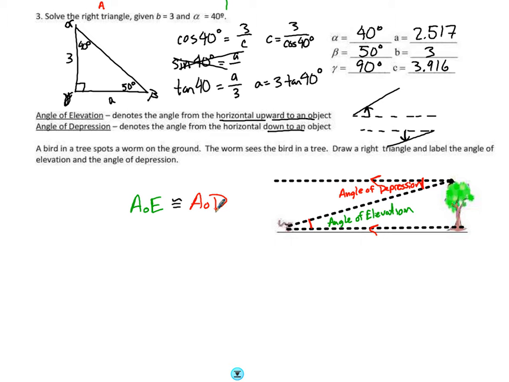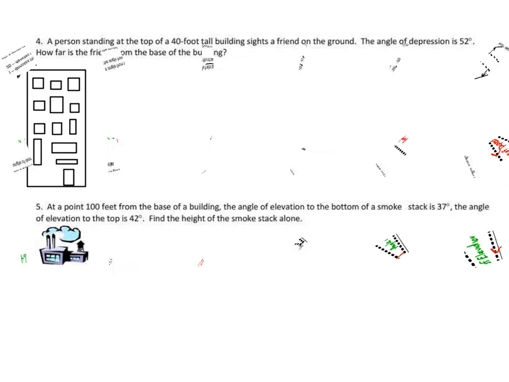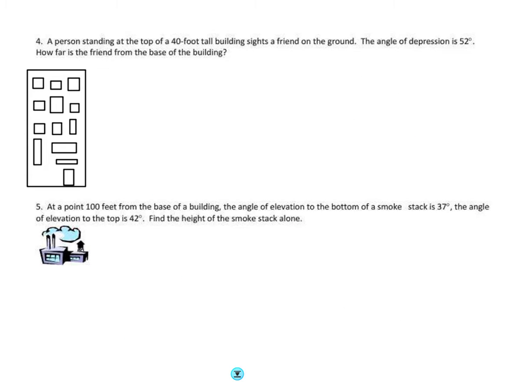So let's look at our first example here. We have a person standing on top of a 40-foot tall building who sights a friend on the ground. The important information we want to pull out here is that we have a person standing at the top of the building, and that building is 40 feet tall. So looking at my picture here, this building is 40 feet in the air. A person is standing at the top, and that person sees a friend down on the ground, say right here.